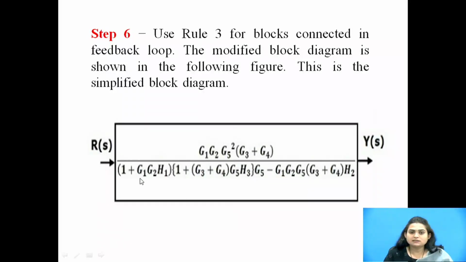So from this we have one single block with a transfer function. So here Y of s upon R of s is equal to this complete transfer function. So we can get the transfer function by using the block diagram reduction rules.